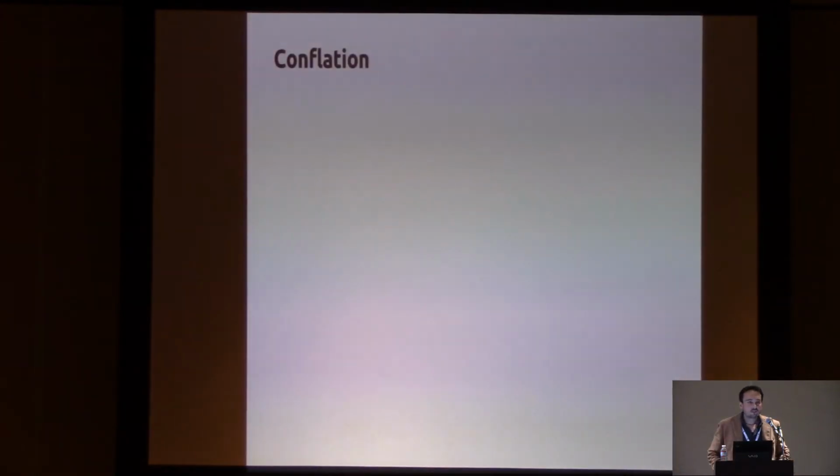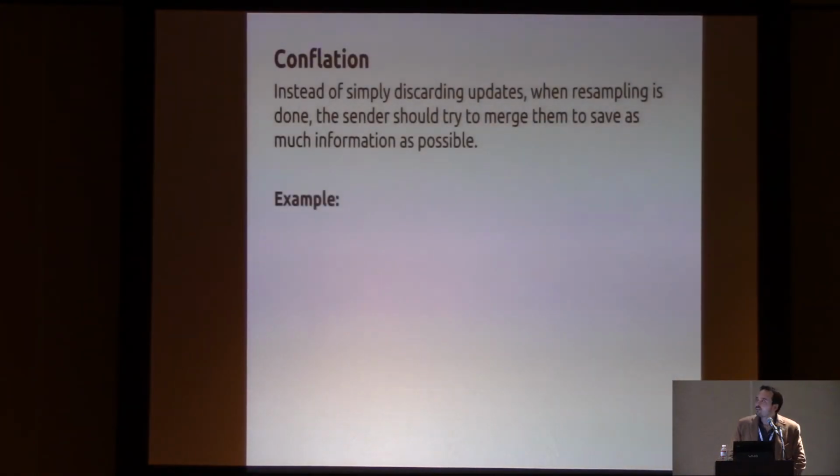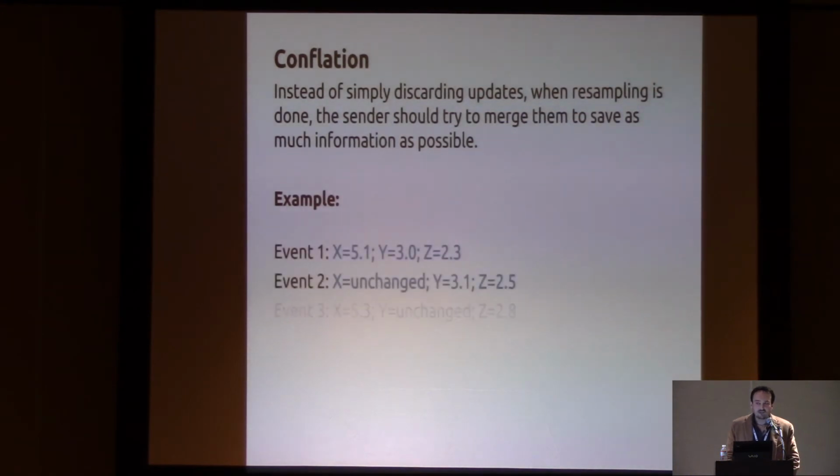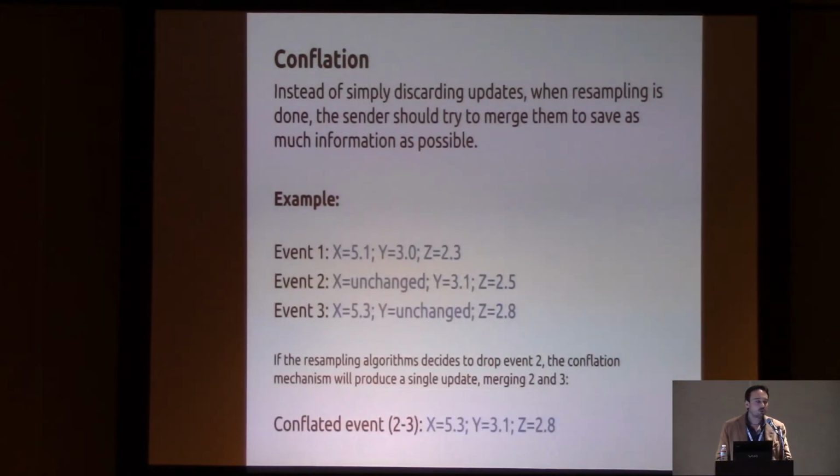Throttling is better with conflation. Instead of simply discarding some events, you may want to try to merge them as much as possible in order to lose less information. Simple example. You have 3 events produced by your game server, with the 3 coordinates. Event 1 sends all of them. Event 2 has unchanged X, and event 3 has unchanged Y. Now let's suppose that your resampling algorithm decides to drop event 2.